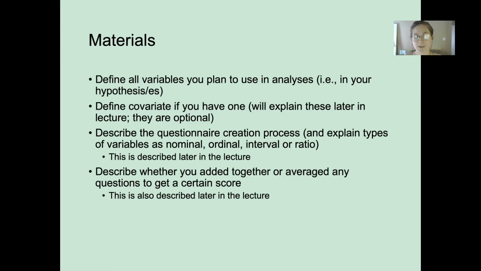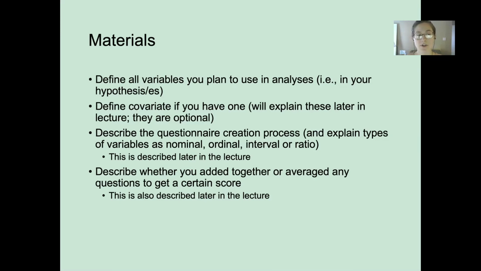Next, you have your materials subsection, which will be a level 2 header, by the way. Participants, materials, procedure, and analytic strategy will all be a level 2 header under that level 1 header of method. In materials, you're going to define all the variables that you plan to use in your analyses. Or it could just be a single analysis if you have one hypothesis. You are not required to have more than one hypothesis, but it is possible for you to have multiple. So that's why I include hypotheses, plural. You can describe a covariate if you have one. I will explain these later in the lecture as well, and they are optional. So just know once you go through that information and you decide what variables are going to be in your analysis, you have to come back and write that here in your materials section.